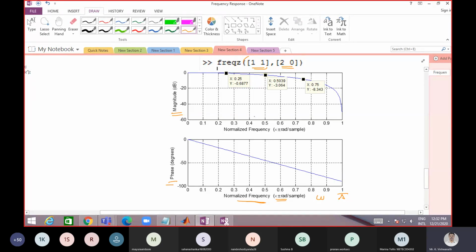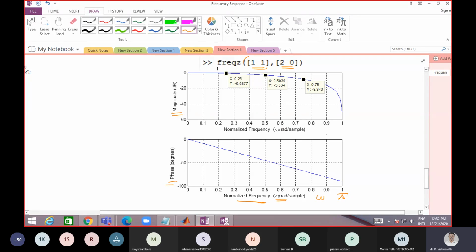So 1 corresponds to pi, 0.5 corresponds to pi by 2. Here 0.2 corresponds to 0.2 pi. So you have to multiply this x-axis with pi for visualization. So this is what we have to get.